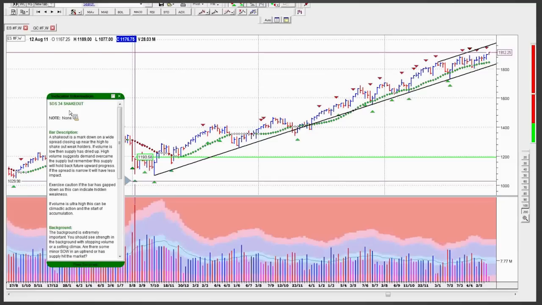an indicator. Now, if you're colorblind, and some people are, you don't have to worry about the color of this indicator because it tells you it's an SOS. Sign of strength. Sign of strength. This is called a shakeout. It's done deliberately when the news is bad.